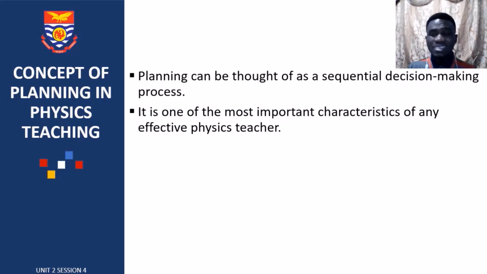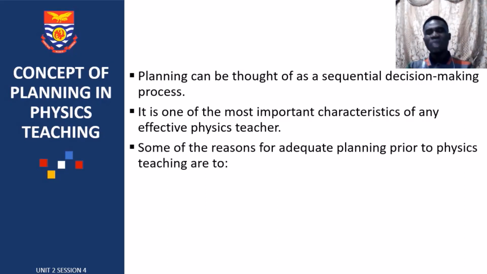Because it is sequential, it is one of the most important characteristics of any effective physics teacher. So any teacher who does not plan before going to the physics classroom is not an effective teacher. To be an effective teacher, one key feature is that the teacher plans before instruction. And what are some of the reasons for planning before an instruction?